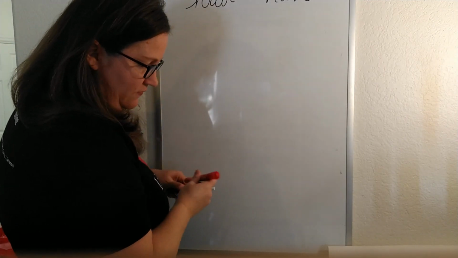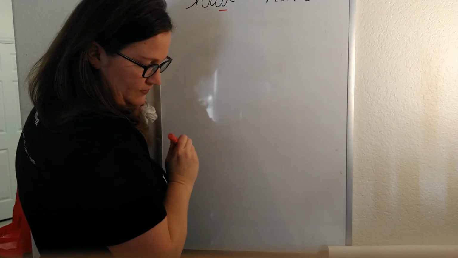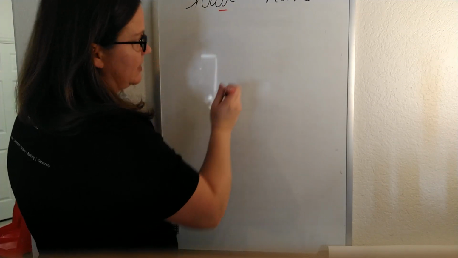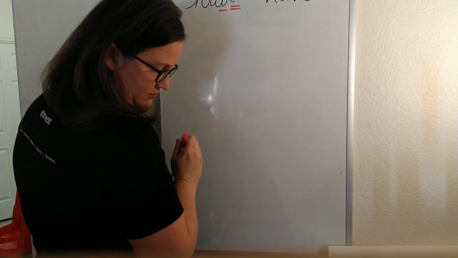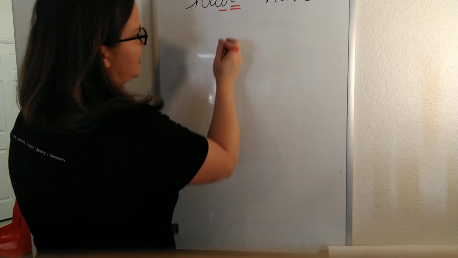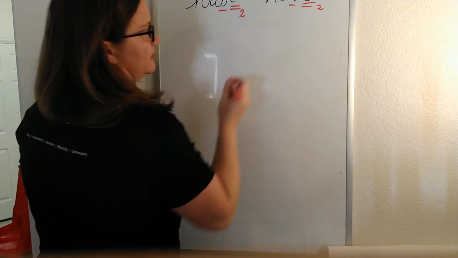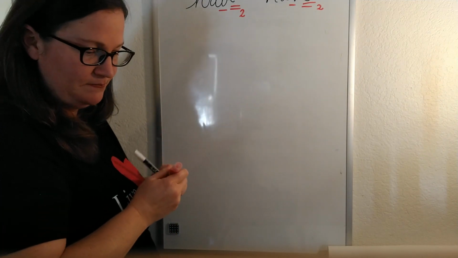With red, underline the V to show us why we needed the E. And then underline the E twice, and put a little 2 beside the double underline to show it's the second type of silent E. Does that make sense? Yeah. Okay.